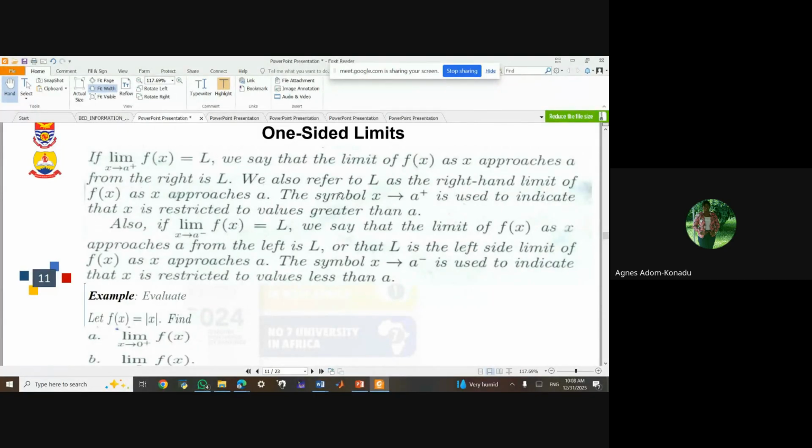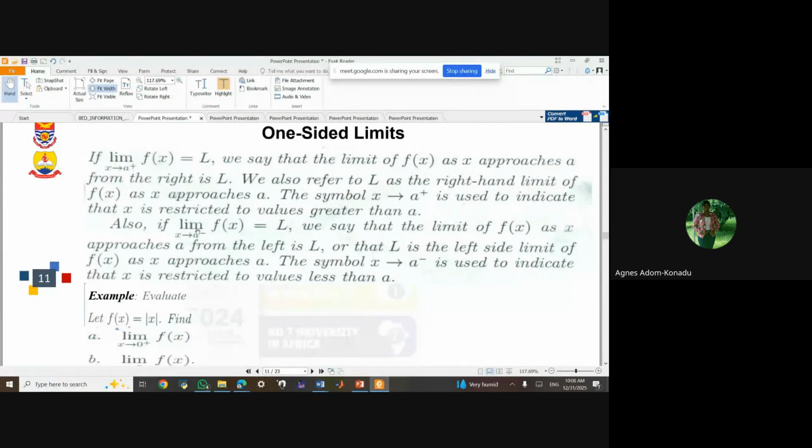We will also refer to L as the right-hand limit of f of x as x approaches a. The symbol x approaches a positive is used to indicate that x is restricted to values greater than a. So it means that we are looking at values greater than a.